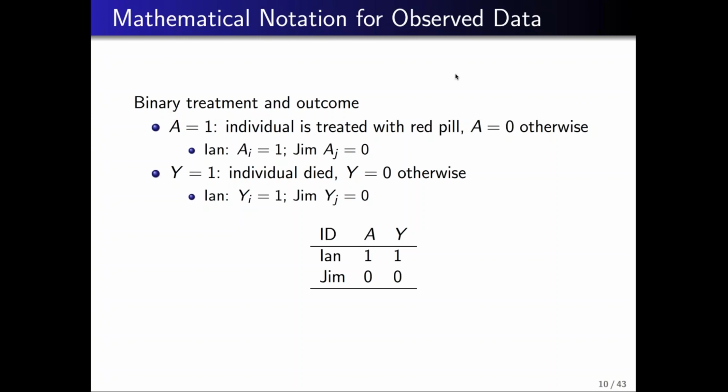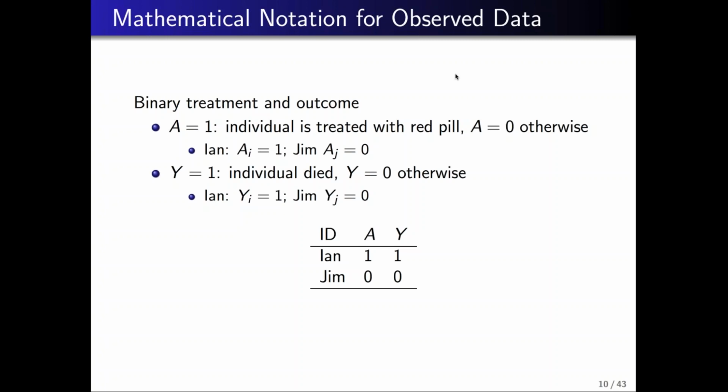He was observed to take the red pill, and so for him, A_I is 1. And Jim did not take the red pill, and his A_J is 0. I'll define Y, which is the outcome, live or die. So the outcome Y is 1 if the individual dies, and the outcome Y is 0 if the individual lives.